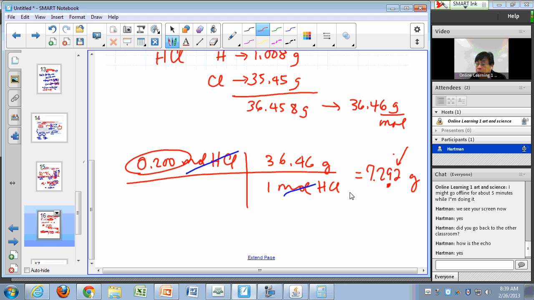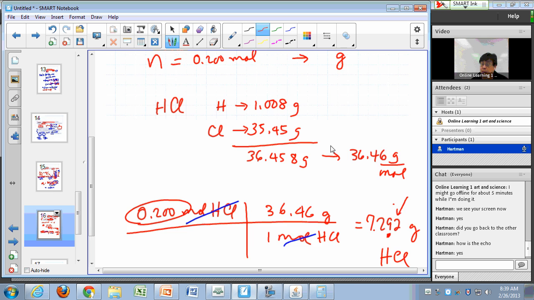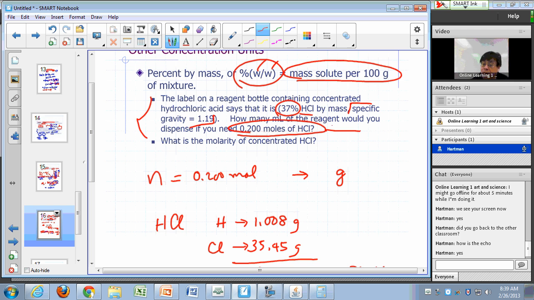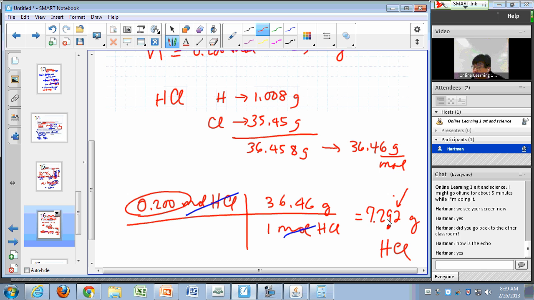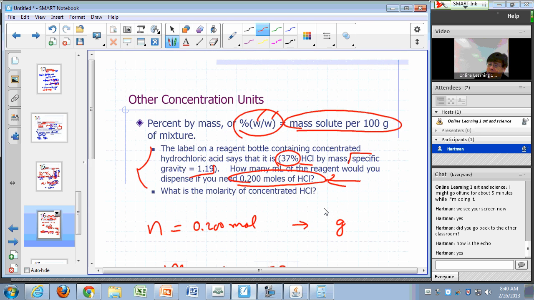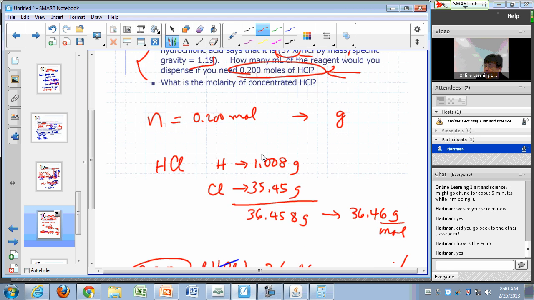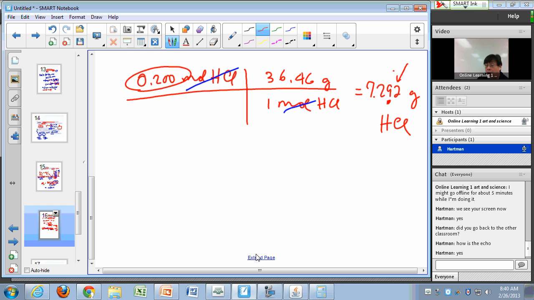So I figured out how much HCl I need. Okay? If you know the moles that you need, you can always figure out how many grams of the substance you need. Because I need 0.2 moles of HCl, I need to weigh out 7.29 grams of pure HCl. The problem is I don't have pure HCl. My bottle says it's only 37% HCl. If I had 100 grams of that solution in the bottle, only 37 grams of that would be HCl. So what I have to do is figure out how much solution I need.